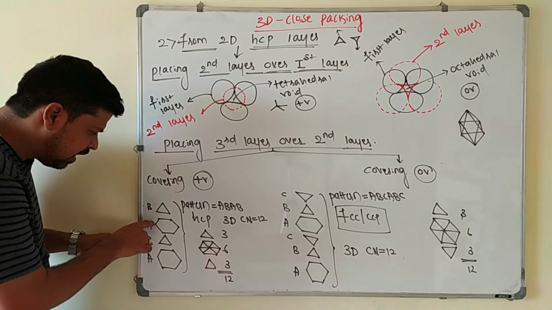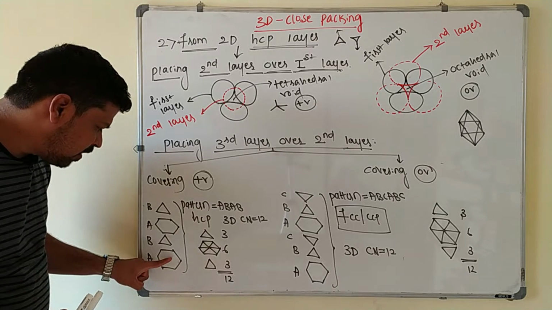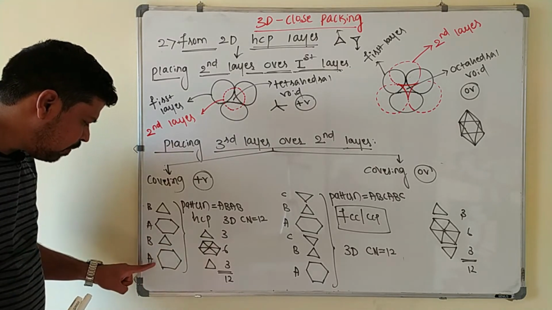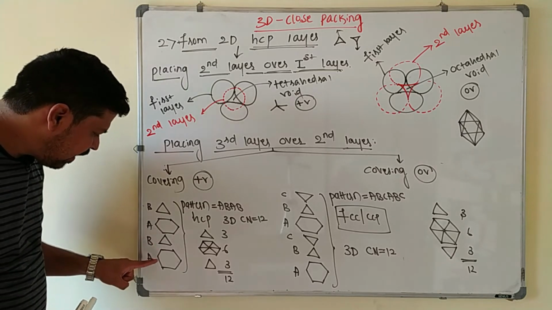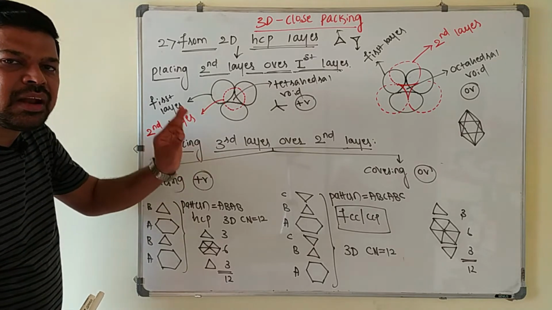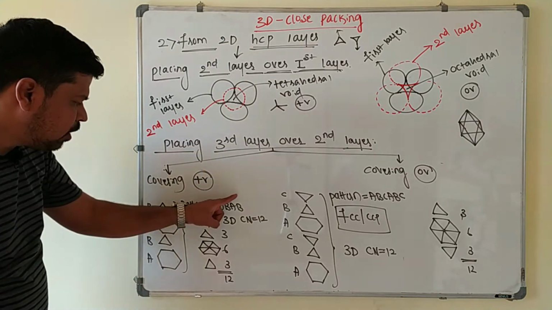An AB type of pattern is obtained because the arrangement of spheres in the first layer is this one, and in the second layer it is like this, so these two are different. I will call this A and this B. Again, whenever you place the third layer, the spheres of the third layer are exactly in alignment with the spheres of the first layer, so an ABAB type of pattern is obtained here.